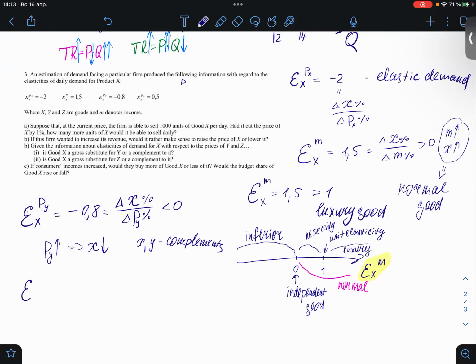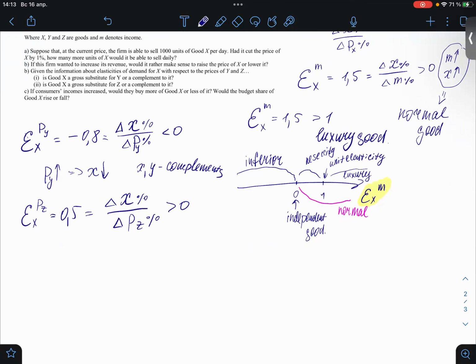The elasticity of good X by the price of good Z is 0.5, positive. It is the change in quantity demanded for good X by the change in price for good Z in percents. And it is positive. That means, for example, the higher the price for Coca-Cola, the higher the demand for Pepsi. Such goods, X and Z, are substitutes. So these are our conclusions.